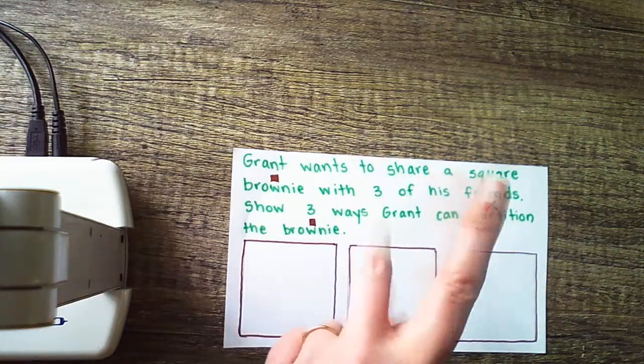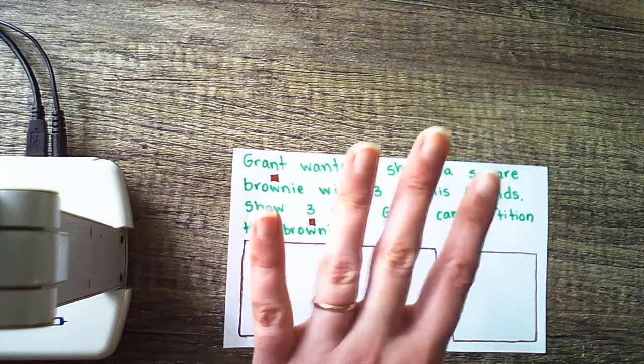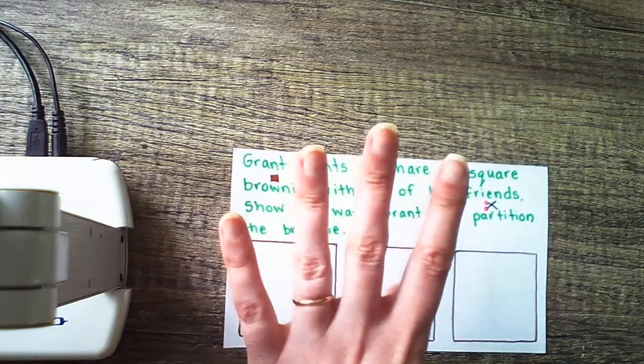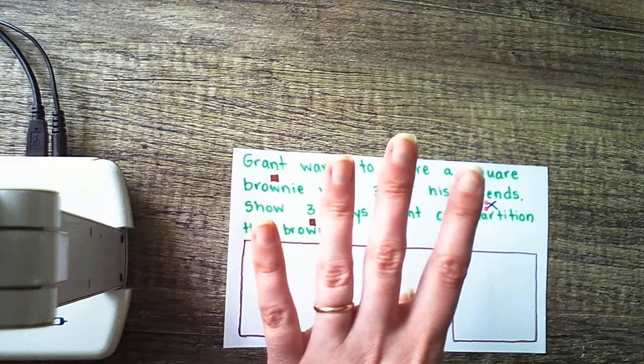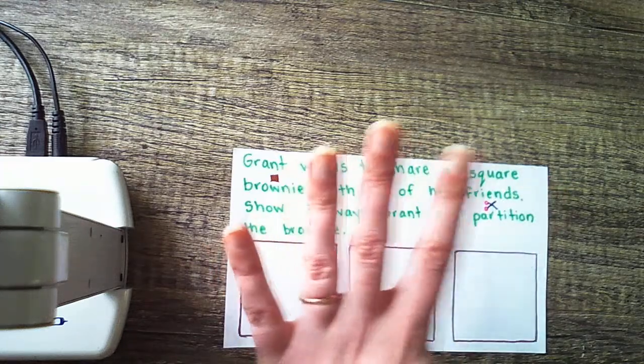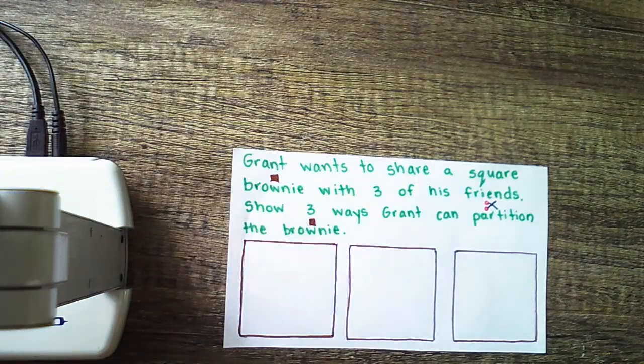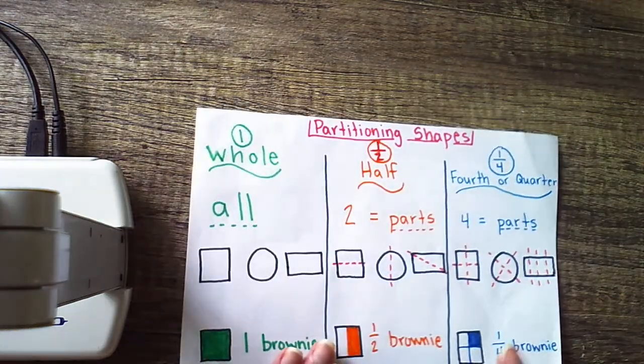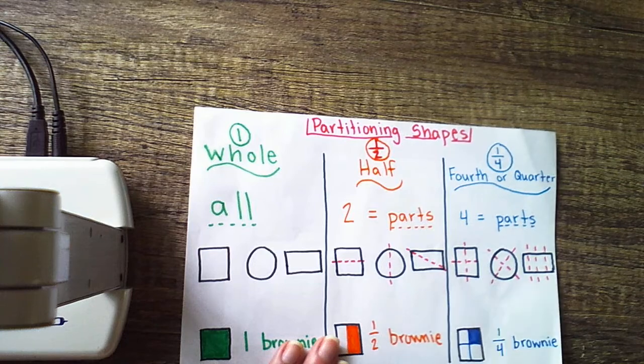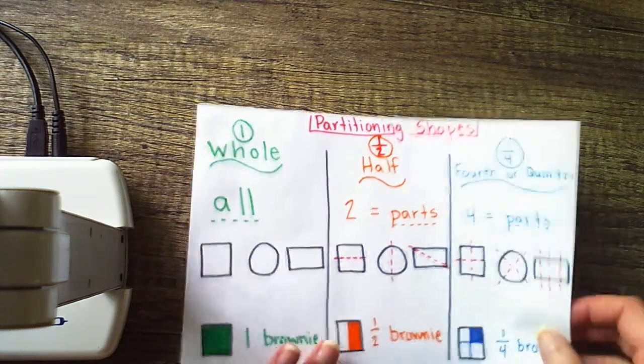Well, there's Grant, that's one friend. Then he has 3 friends, 1, 2, 3. So there are 4 friends who are going to be sharing this brownie, which means we need to partition this into 4 equal parts, which we call, what is it, friends? If you said fourths or quarters, you are correct. So we're going to partition this square brownie into fourths or quarters.